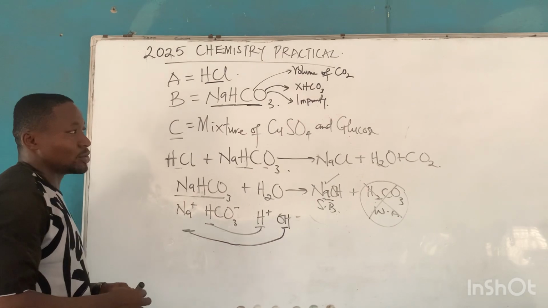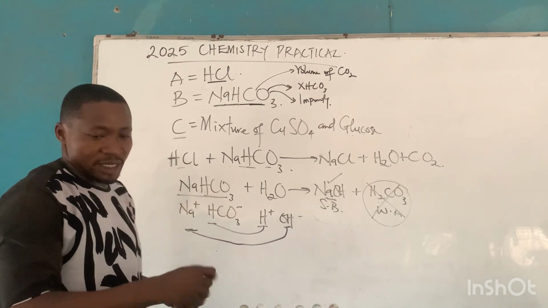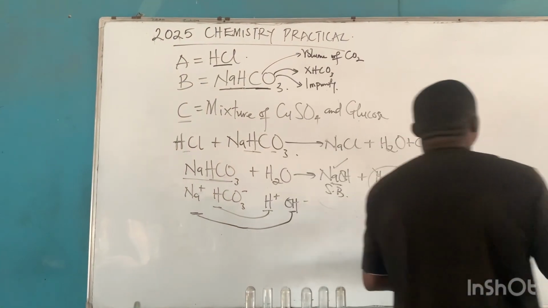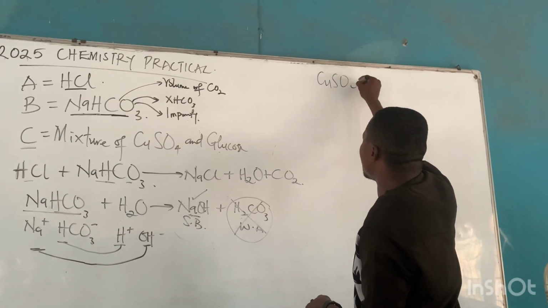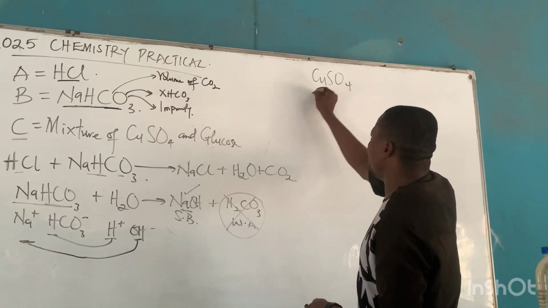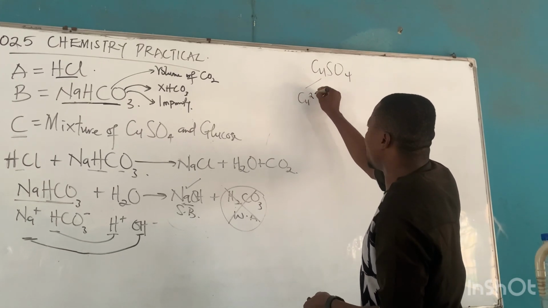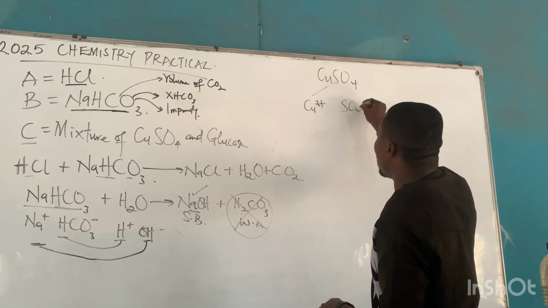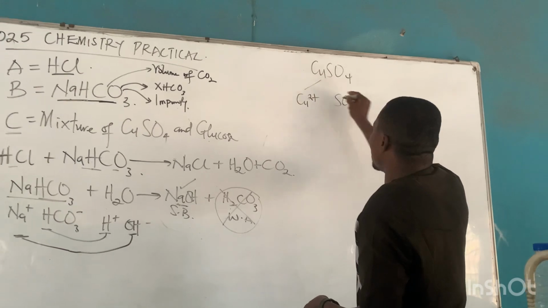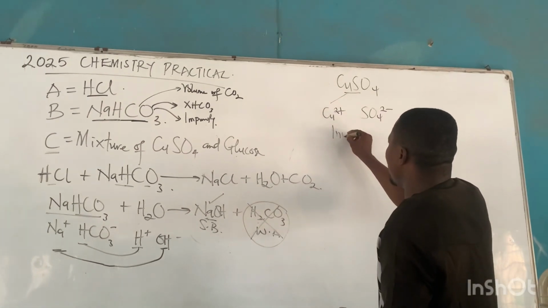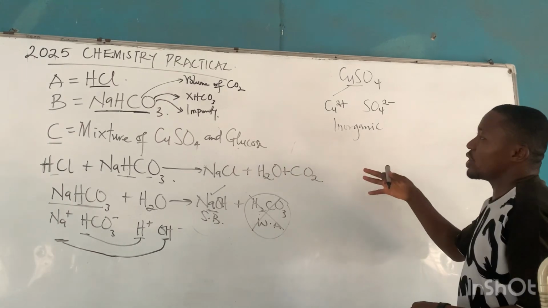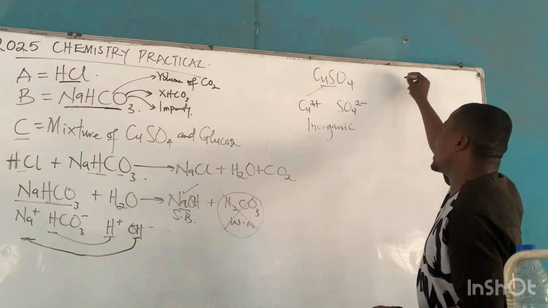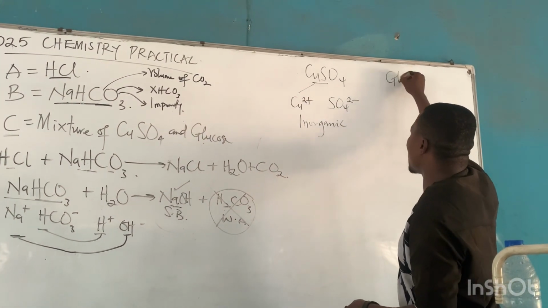That's what I'll be dwelling on today. For the C part, it is extremely easy: if you get a salt that contains this, that means you are testing for two things. You are testing for Cu2 plus and you are testing for SO4 2 minus. So this is inorganic. You might hear the word inorganic salt, like C is a mixture of inorganic salt and organic substance. Like glucose is organic.